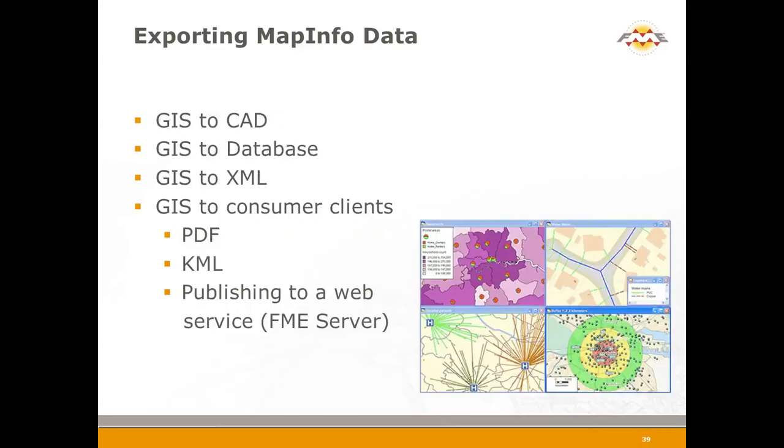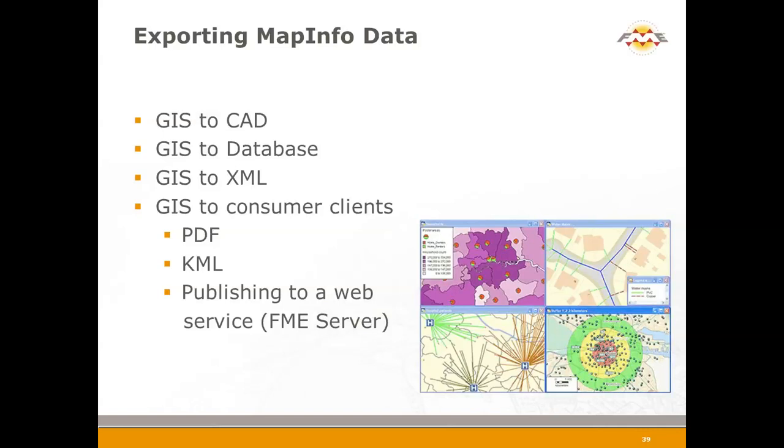So in the few minutes remaining, we'll just look at some examples of exporting data. First of all, here are a number of examples. We can do the reverse. We can go from GIS back to CAD. We can go from GIS to database, XML, and also to various consumer clients, like PDF and KML.